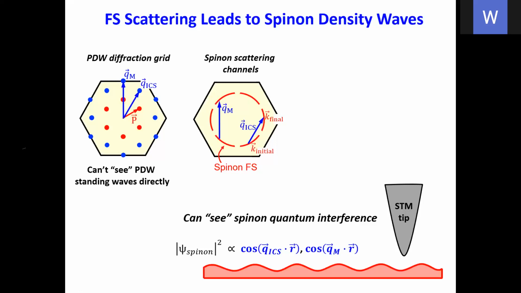Yes, but there is no scattering potential creating a Q sub m that's a little bit longer. That scattering potential does not exist.